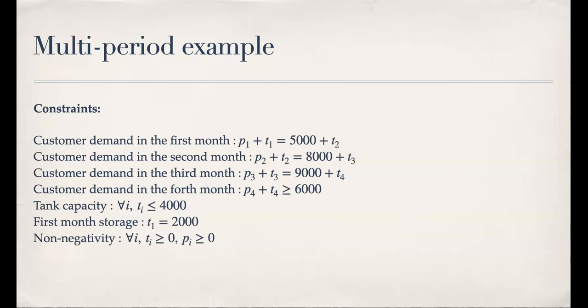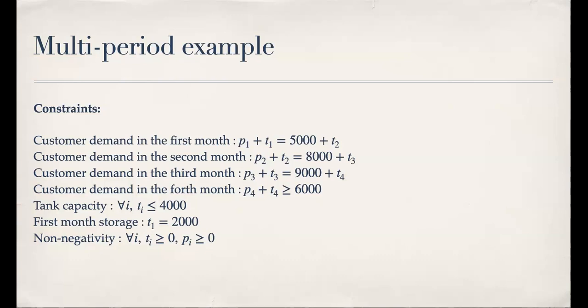And of course, we have constraints. If you can get the concept of the first 4 constraints, then you understand what TI is. The first one is customer demand in the first month. P1 is the amount of oil we purchase at the beginning of the first month, right?